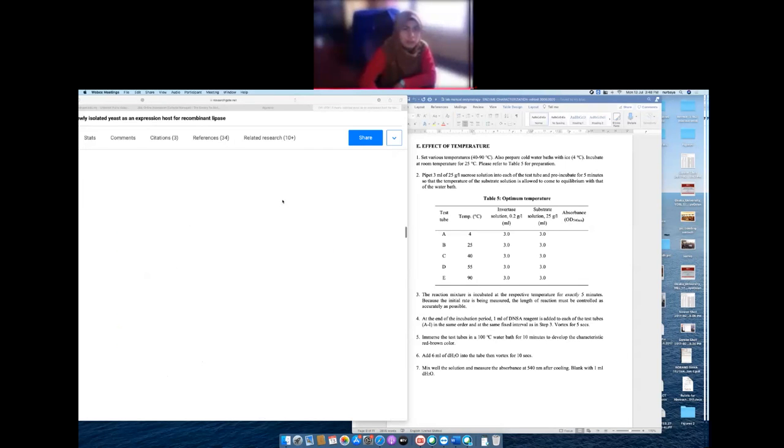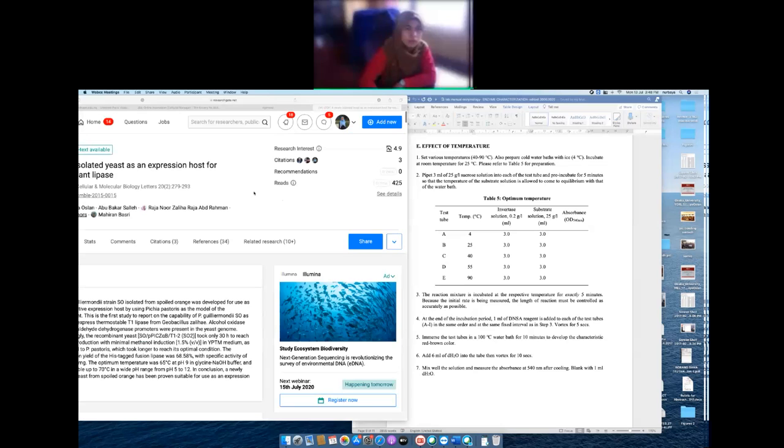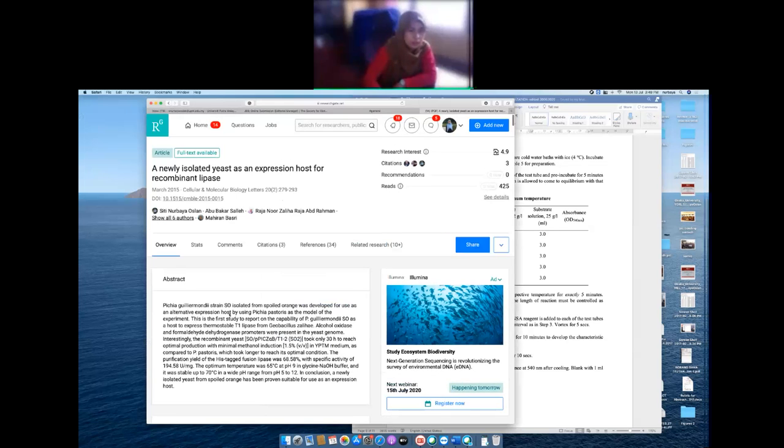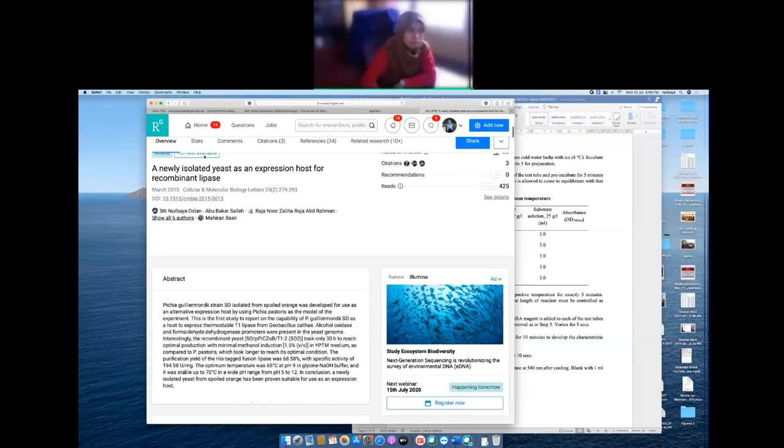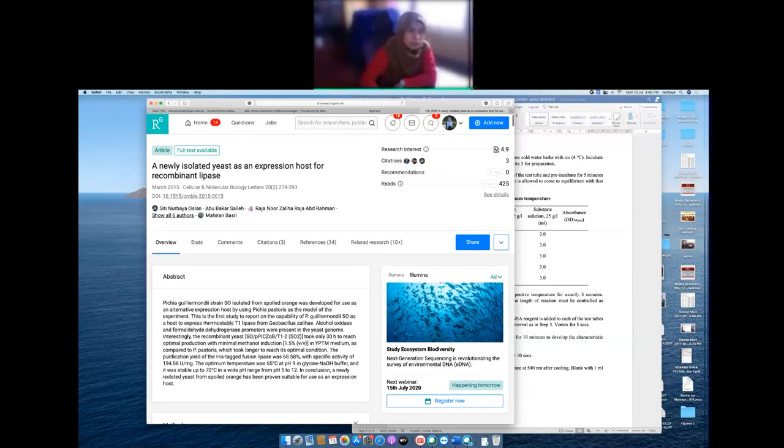The title here is already thermostable lipase from Geobacillus zalehi. Because of this, we have selected the range of the temperature for a thermostable enzyme. Why not we go to 100? We can, but normally over 80, we consider those enzymes as extremophile.